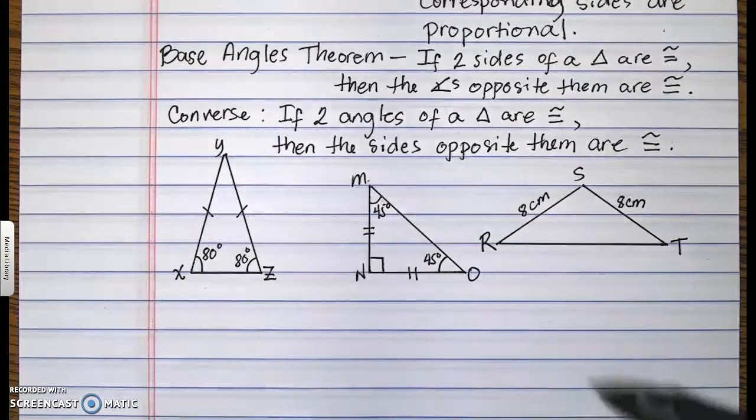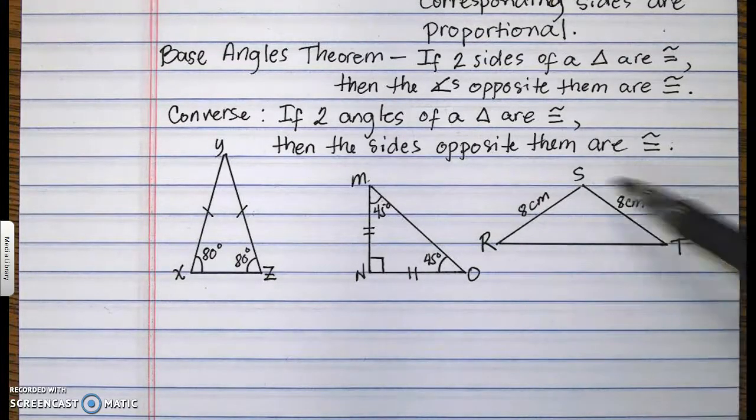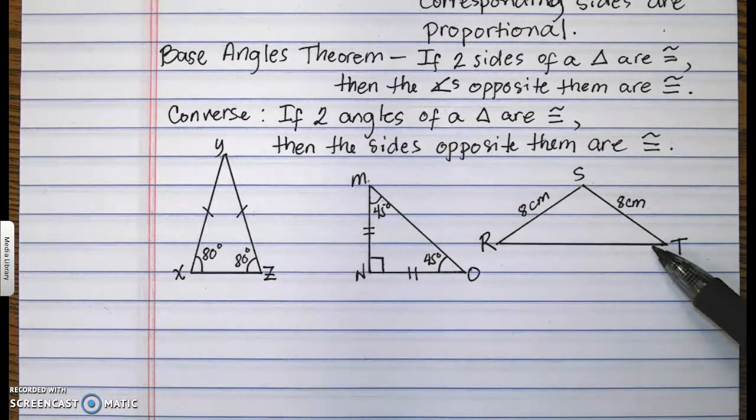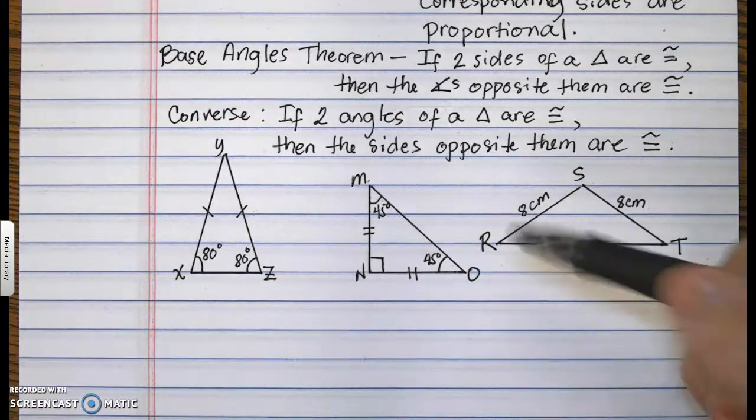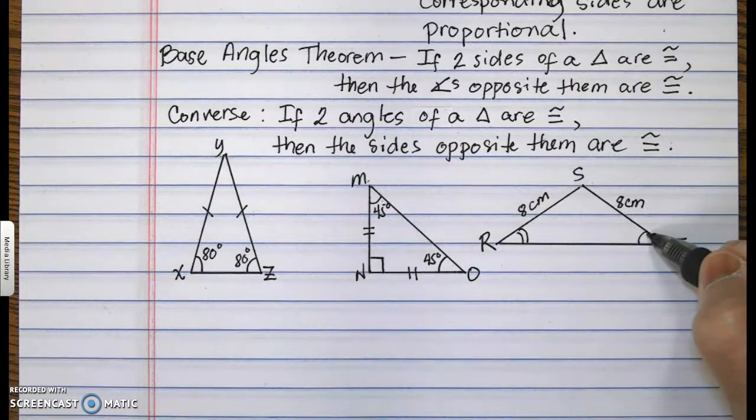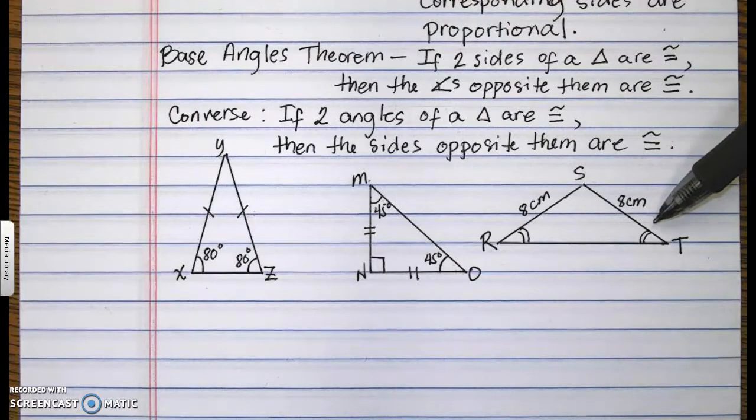In my third example, I have triangle RST with the given sides RS 8 centimeters and TS 8 centimeters. Even without knowing the exact measurement of the base angles R and T, I can conclude that angle R is congruent to angle T because of the base angles theorem: if two sides of a triangle are congruent, which in this case they are, then the angles opposite them are also congruent.